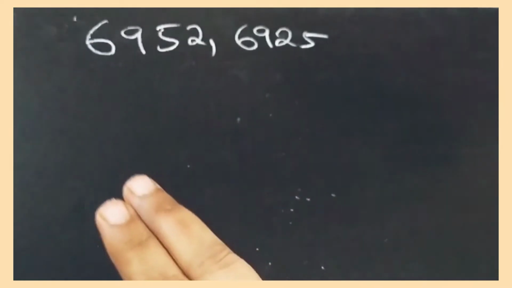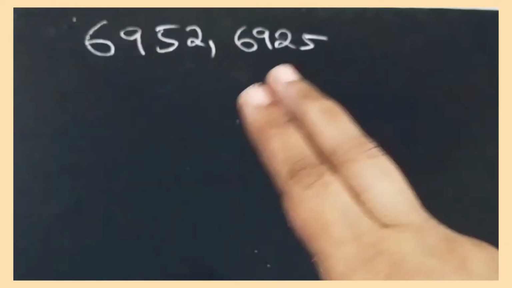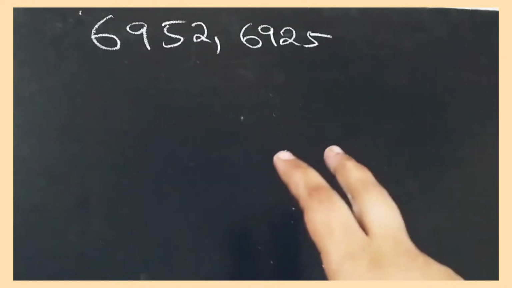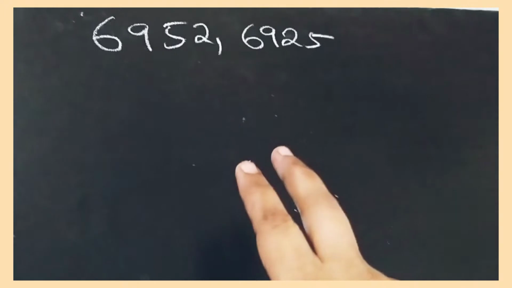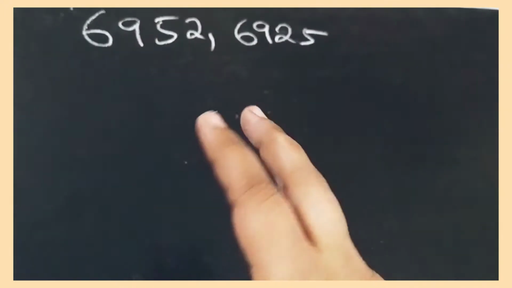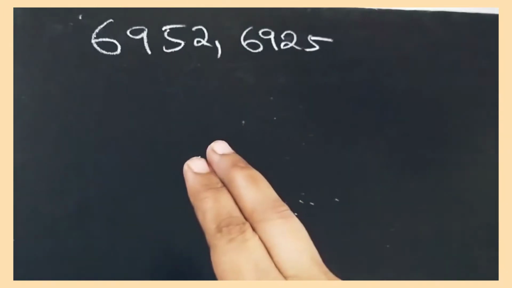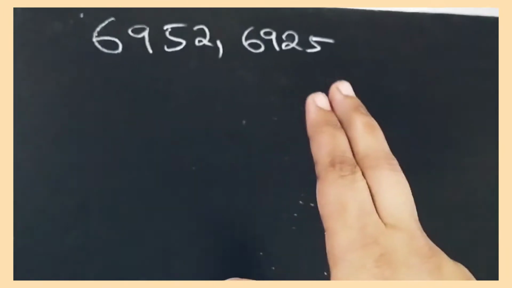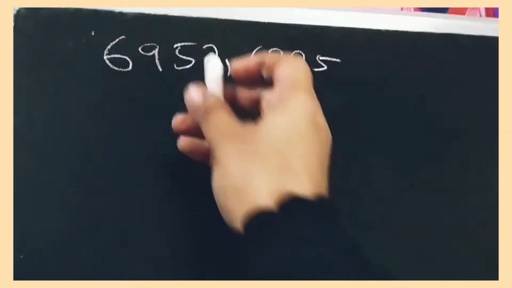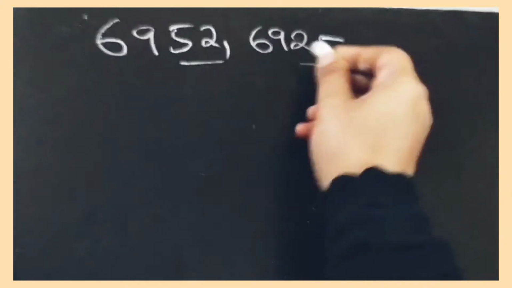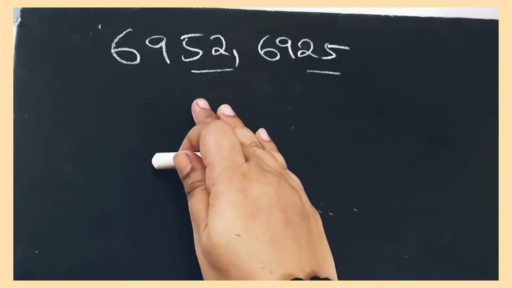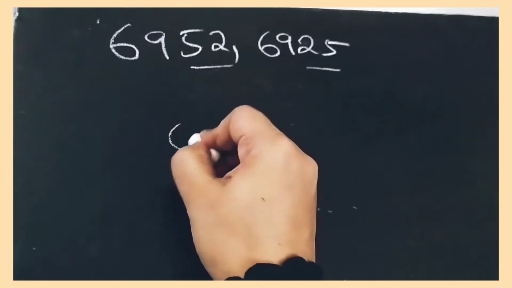The first number is 6952, the second number is 6925. The values are equal in the thousands and hundreds places, but different in the tens and ones. Here 52 is given, here 25 is given, so we have to see which number is greater. 52 is bigger.